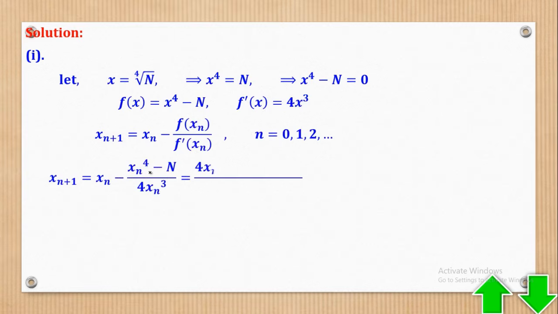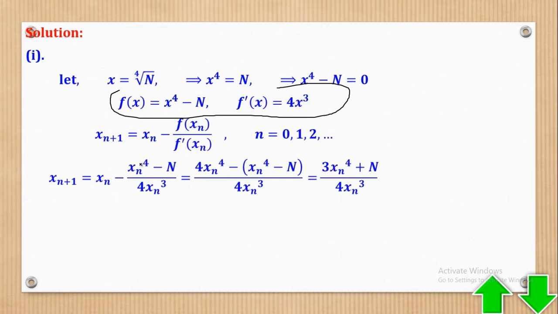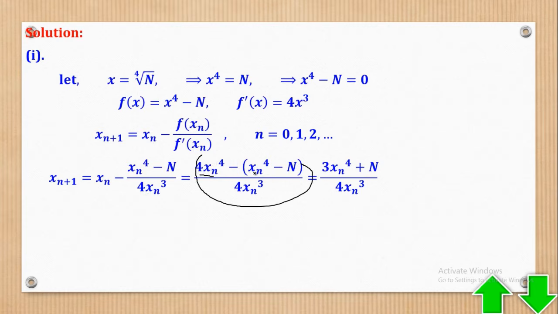Now it is at this step that we use xn. At this point we don't use xn. At this point we have to use xn. So always remember that. So when I substitute for fxn and f prime xn, I'll come up with this. Combine into one quotient to come up with this. Simplify, so this is 4xn to power 4 minus xn to power 4 to come up with 3xn to power 4. This minus and this minus gives you a positive, then this n remains there. Here the denominator remains the same.